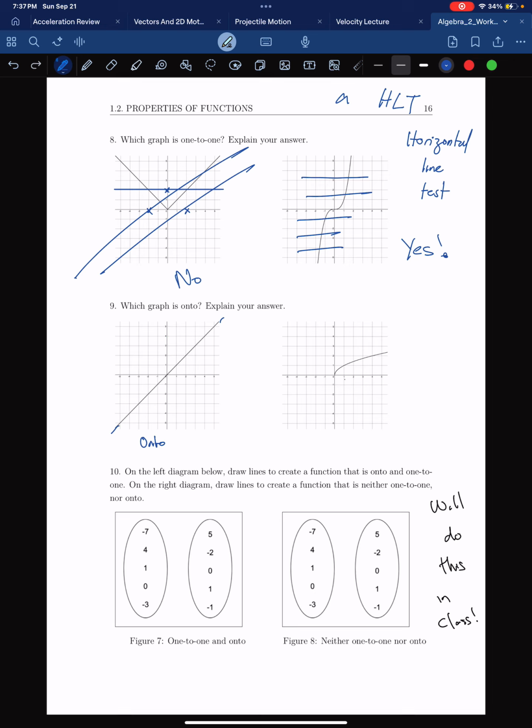Now this guy over here is interesting. It's not onto because we are missing a few y values here. We're only considering y greater than or equal to 0, but we're not including negative y values. Even that one I told you is a bit hand wavy, but for today it will do.